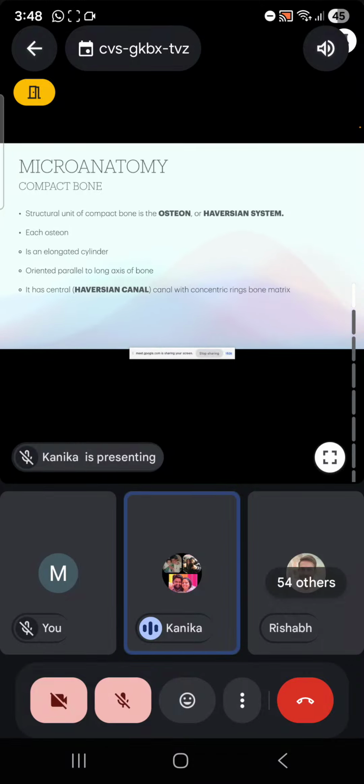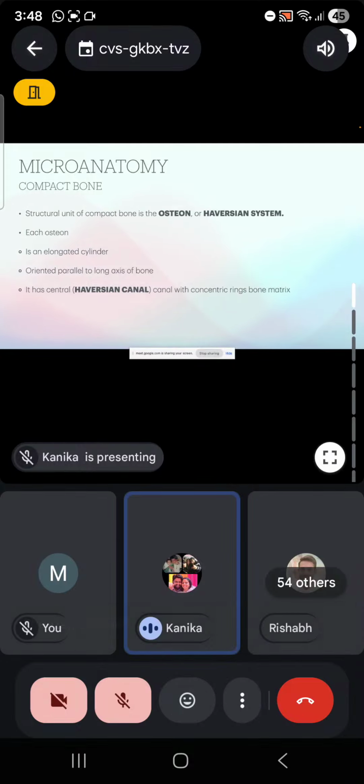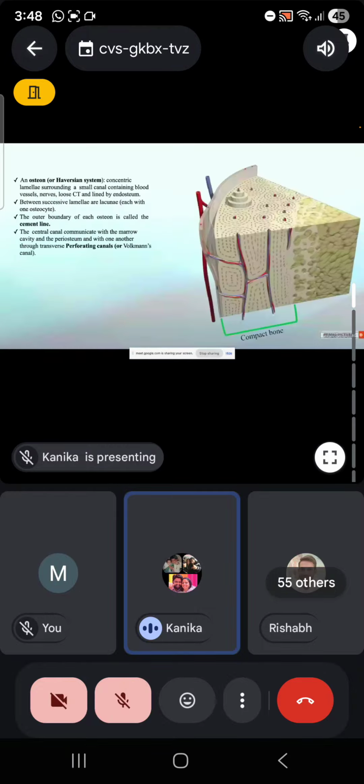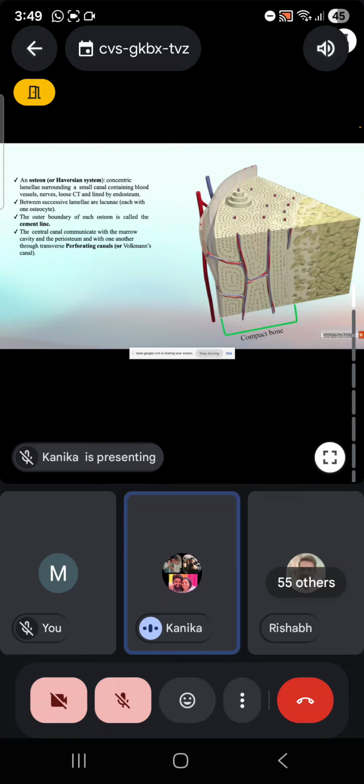So, microanatomy of compact bone. The structural and functional component of compact bone is known as the osteon or Haversian system. Each Haversian system is an elongated cylinder. It has a central Haversian canal with concentric cylinders. Here we can see a concentric arrangement of the osteon: concentric lamellae surrounding a canal containing blood vessels, nerves, and loose connective tissue, lined by endosteum.